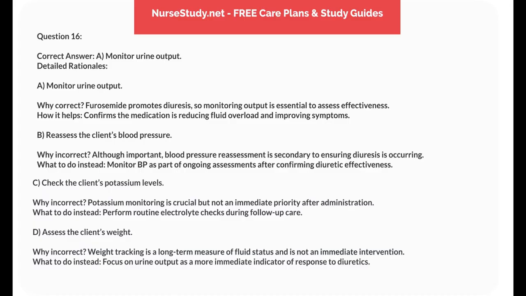B. Reassess the client's blood pressure. Why incorrect? Although important, blood pressure reassessment is secondary to ensuring diuresis is occurring. What to do instead: monitor BP as part of ongoing assessments after confirming diuretic effectiveness. C. Check the client's potassium levels. Why incorrect? Potassium monitoring is crucial, but not an immediate priority after administration. What to do instead: perform routine electrolyte checks during follow-up care.